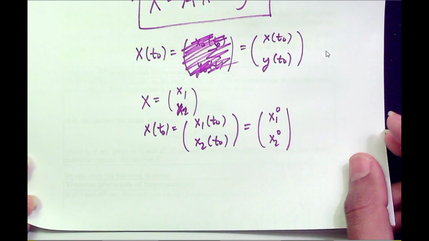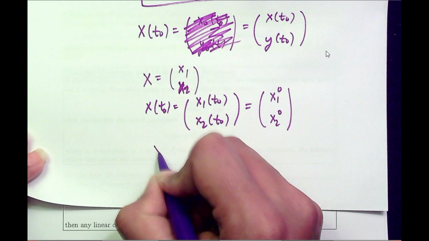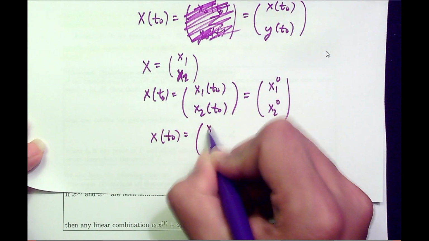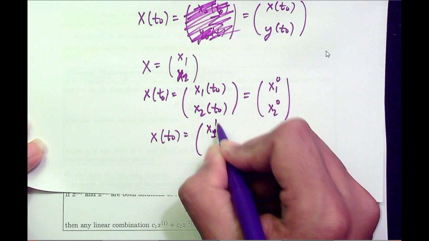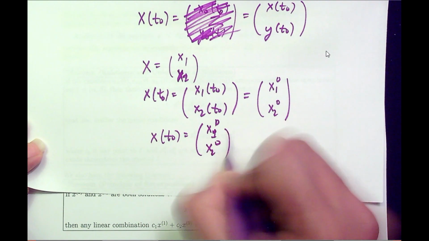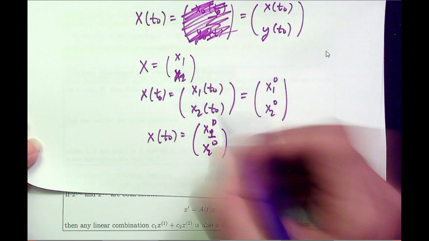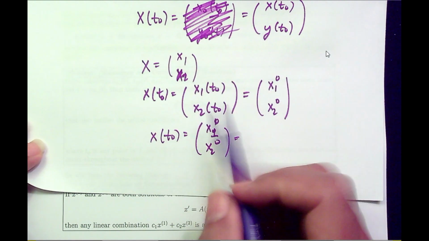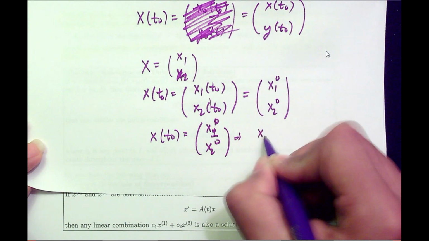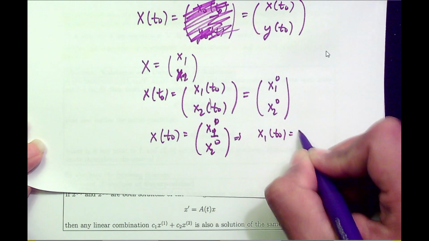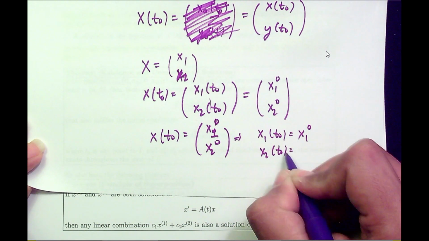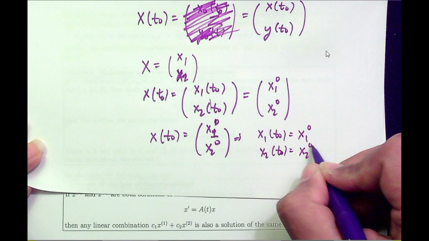So basically, we need to know that the initial condition is going to look like this. X1 naught, sorry, I wrote that backwards. X1 and then 0, X2, 0. So then, but what is that? This is this. So then, these two are equal. So it's going to be like this: x1(t naught) equals x1 naught, and x2(t naught) equals x2 naught.